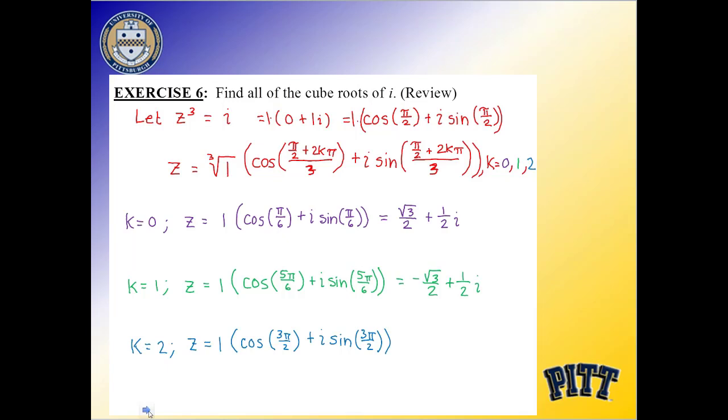And so I end up with the cosine of 3 pi over 2 plus i times the sine of 3 pi over 2. The cosine of 3 pi over 2 is nothing. The sine of 3 pi over 2 is negative 1. So I'm going to end up with negative 1i, or just negative i. And those are the three values that if I cube them, will give me i as an answer.